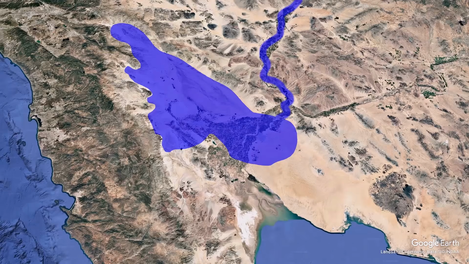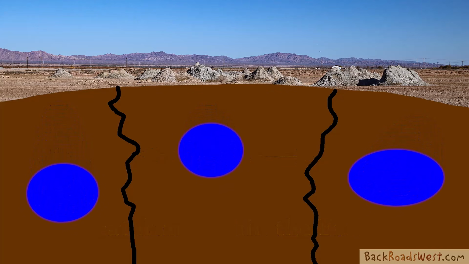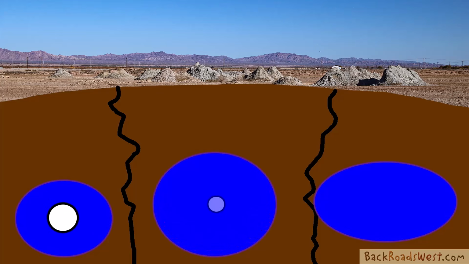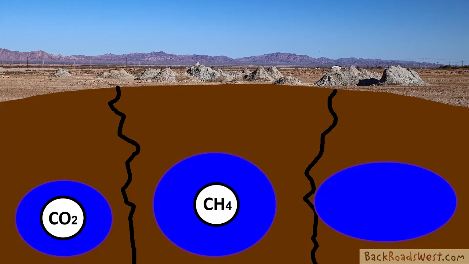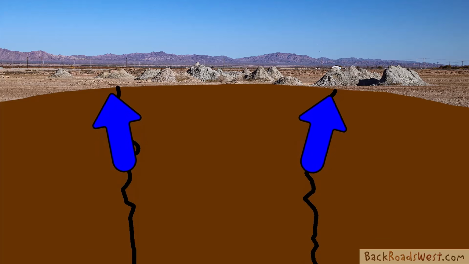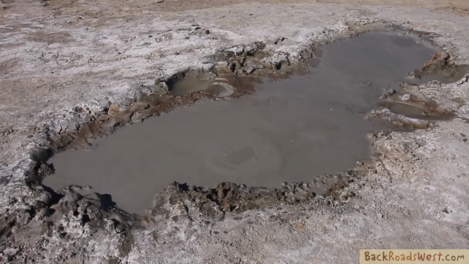With all that Colorado River water that's been seeping down and accumulating over the centuries, there are pools of hot water deep below. Some of that hot water mixes with dissolved gases, like carbon dioxide and methane, builds up pressure and makes its way to the surface with its muddy payload. It then erupts at the surface, creating these miniature volcanoes.